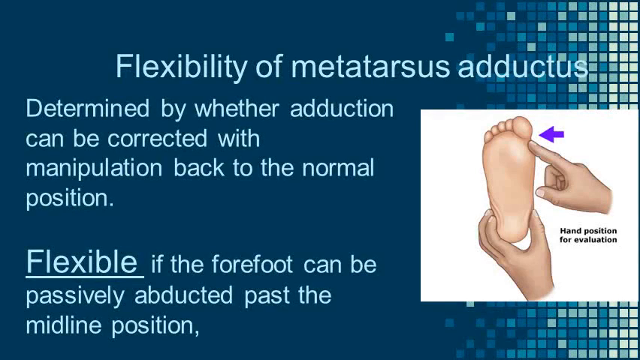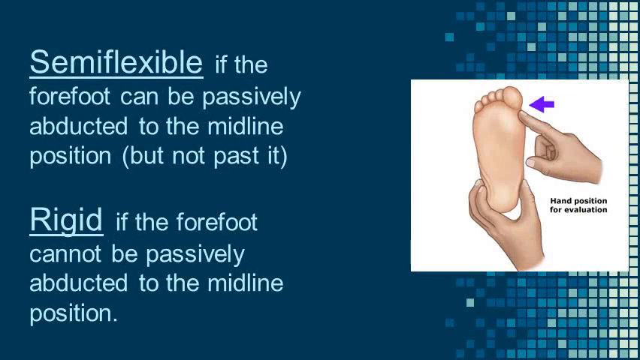We should assess the flexibility and severity of the metatarsus adductus. Flexibility is determined by whether adduction can be corrected with manipulation back to the normal position. It is said to be flexible if the forefoot can be passively abducted past the midline, semi-flexible if the forefoot can be passively abducted up to the midline but not past it, and rigid if the forefoot cannot be passively abducted to the midline position.